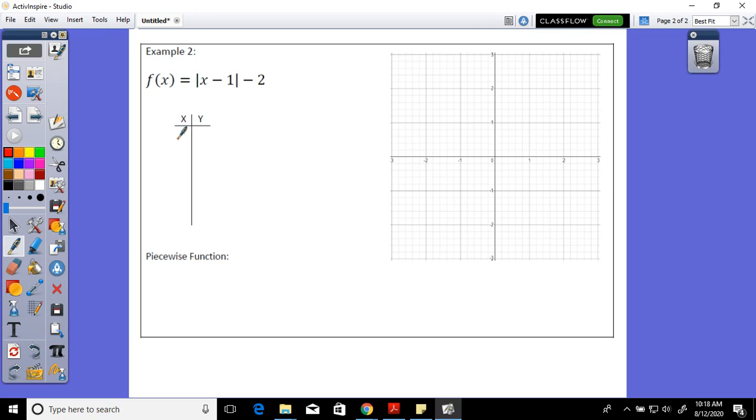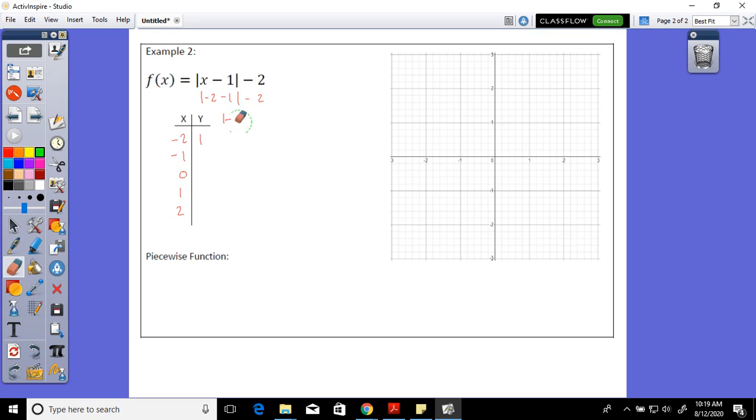All right, so once again, we're going to choose some different numbers here to help us out. We're going to do -2, -1, 0, 1, and 2. Now, I'll do the first one. If I plug in -2 here, that's -2 minus 1. That's going to be the absolute value of -3. That's going to be 3 minus 2, which is 1.